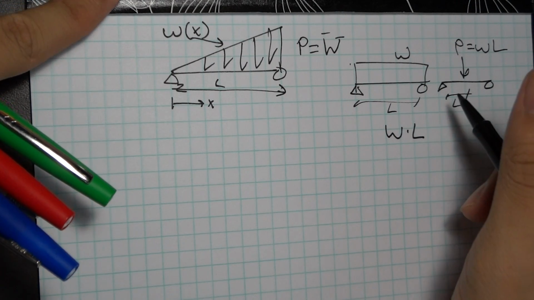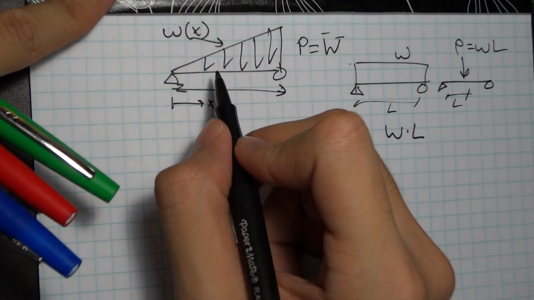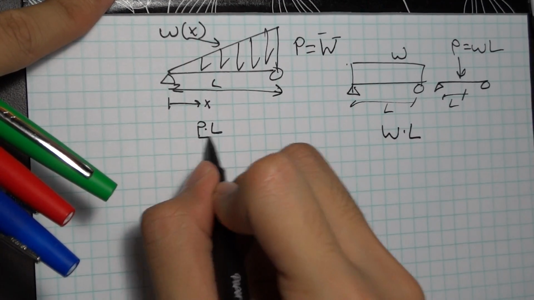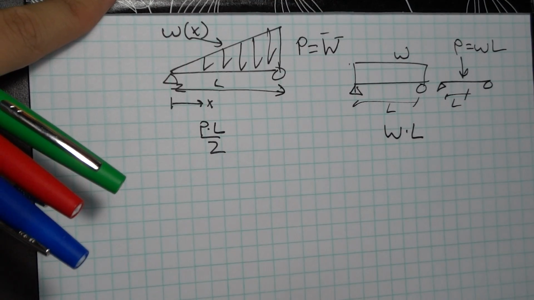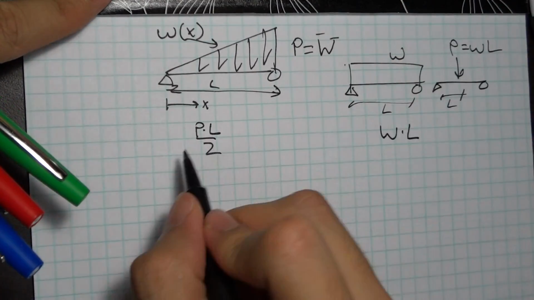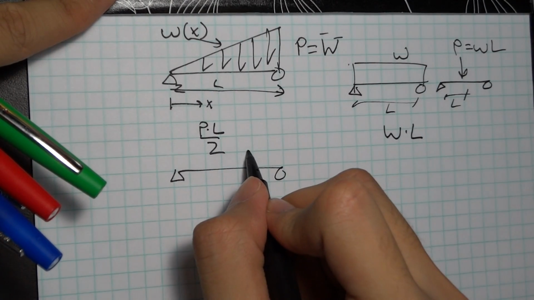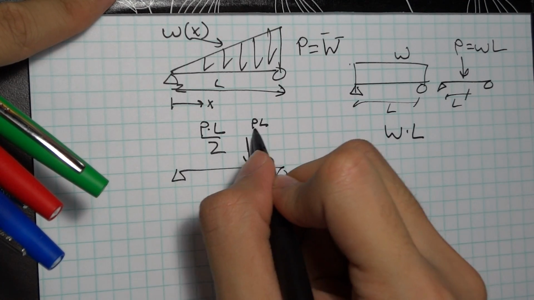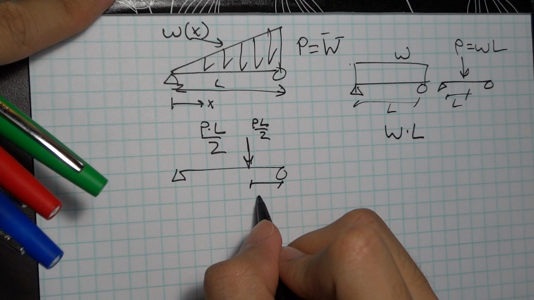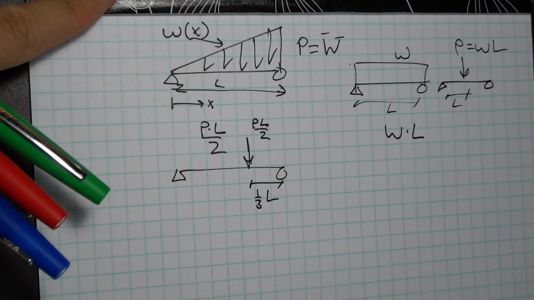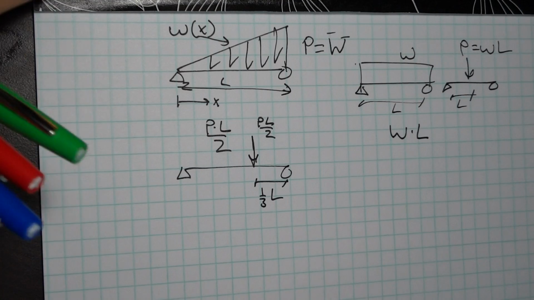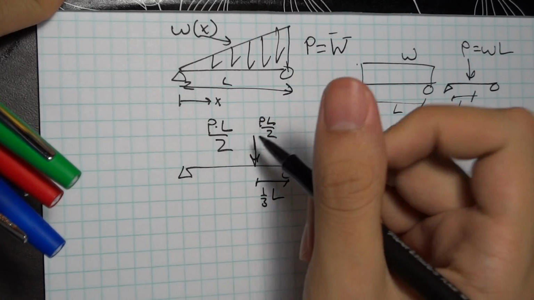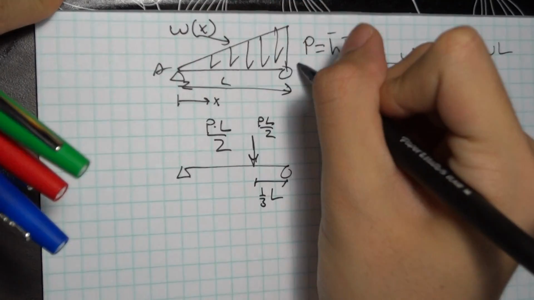We do the same thing for a triangular load. What is the total load here? The total load is just the area of a triangle. It's P times L over 2. Where does it act? It acts at 1/3 L from the base. So this becomes this, at 1/3 L. When you're finding your reactions, you need to take this into account. So let's call this A, and we'll call this B.